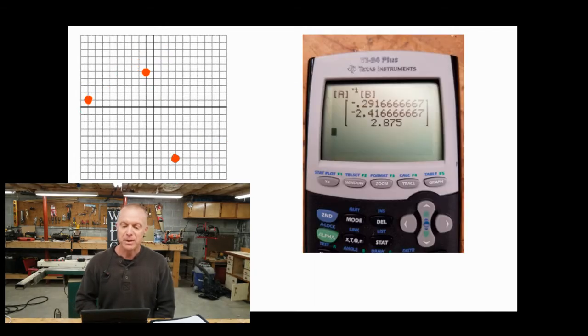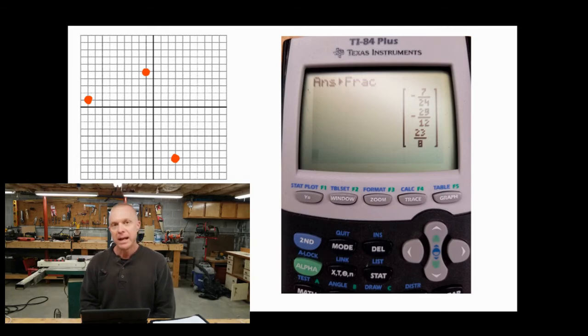Okay, once you put those numbers in for A and B and you do the magic A inverse times B formula, looks like you end up with these three values. Nobody said they were going to come out to be integers, but we can change them into fractions. And so it's looking a little more useful. Negative 7/24, negative 29/24, and 23/8. Now those three numbers would make up my equation.